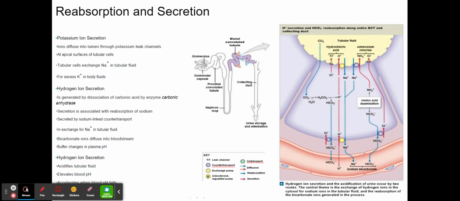The figure here, or that you'll see on the next slide, depicts two routes of secretion. Both involve the generation of carbonic acid by the enzyme carbonic anhydrase. Hydrogen ions generated by the dissociation of carbonic acid are secreted by sodium-linked countertransport in exchange for sodium in the tubular fluid. The bicarbonate ions diffuse into the peritubular fluid and then into the bloodstream. There, they help prevent changes in plasma pH.